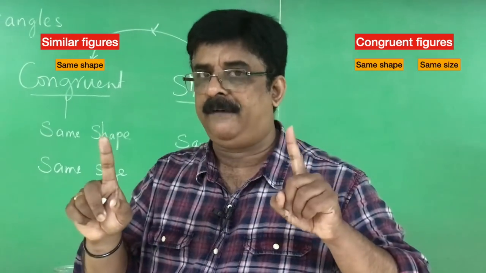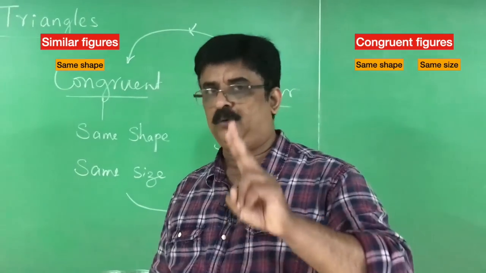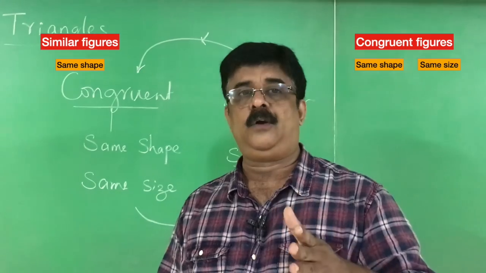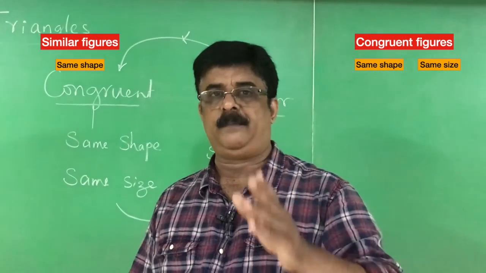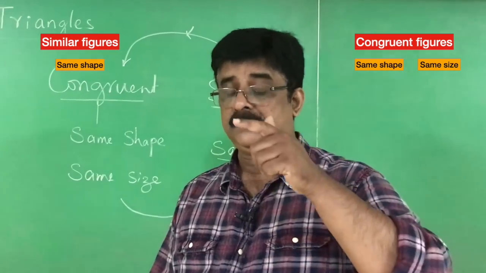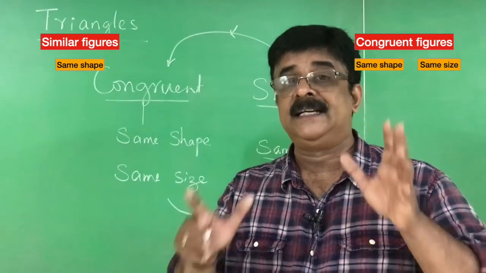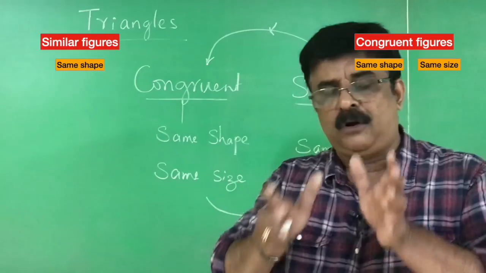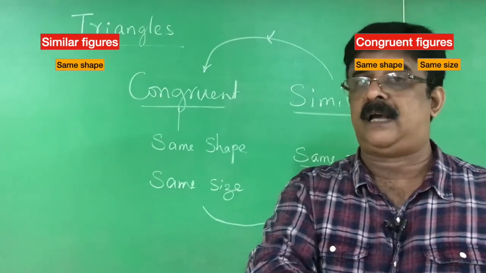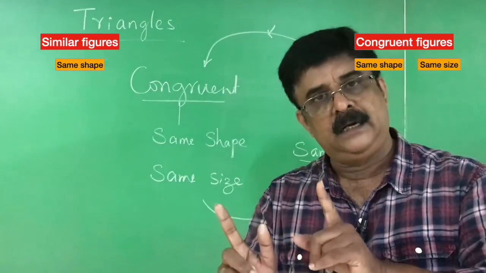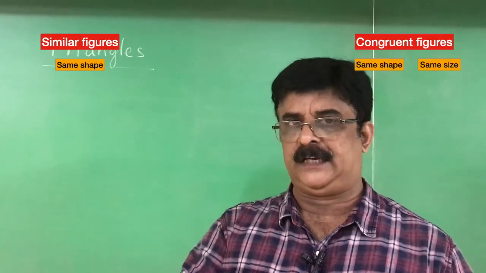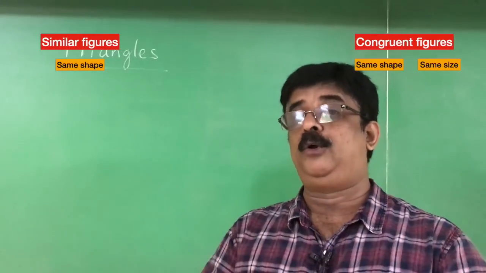Now again I clarify, geometrical figures are of two types: congruent figures and similar figures. What are congruent figures? Congruent figures are geometrical figures having the same shape and same size. Whereas similar figures are geometrical figures of the same shape. Therefore, all congruent figures are similar figures, but all similar figures are not congruent figures, right? That is the idea of similarity and congruency. Understood the difference between similarity and congruency.